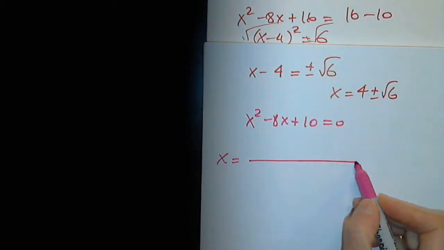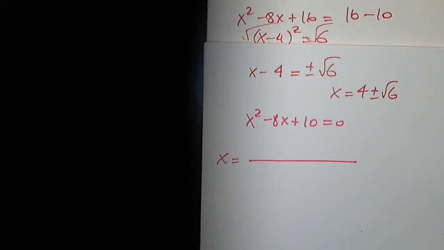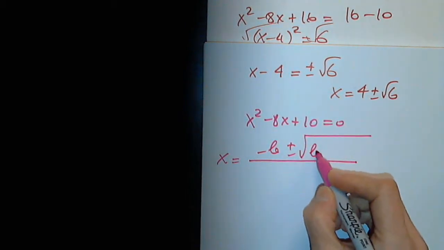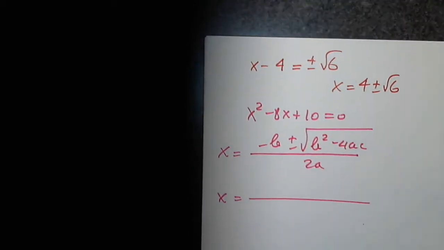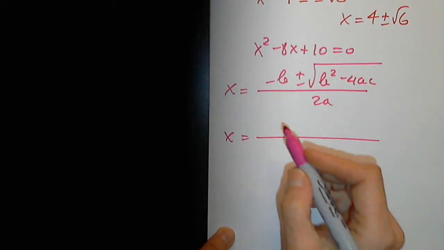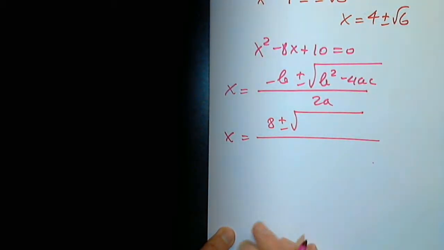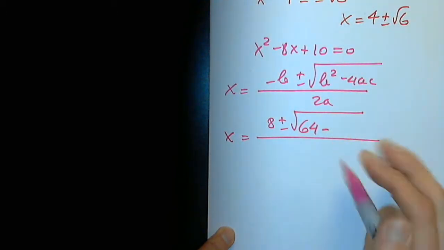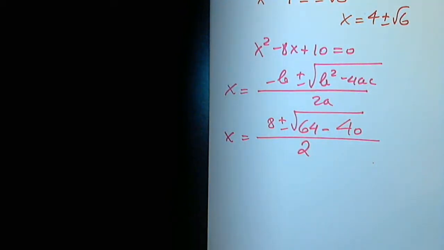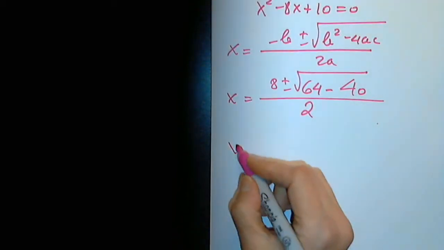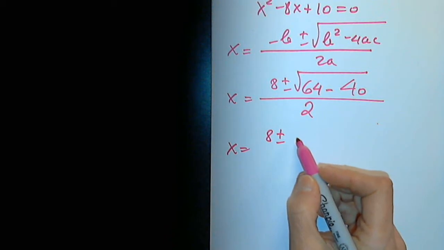x equals. I recommend writing the quadratic formula first: negative b plus or minus the square root of b squared minus 4ac over 2a, so you don't make a mistake. Then negative b, 8 plus or minus the square root of 64 minus 4 times a times c over 2a. So far so good? 64 minus 40 is 24. So then I have x equals 8 plus or minus the square root of 24.